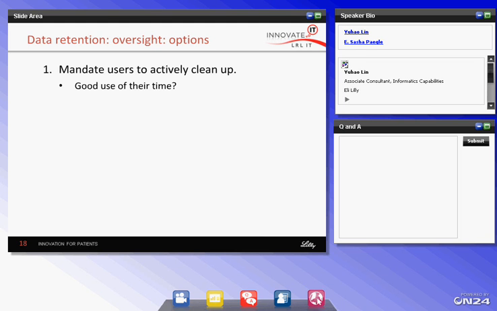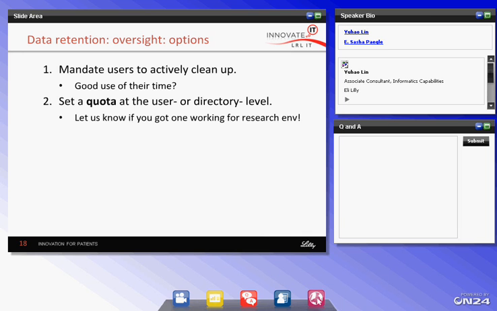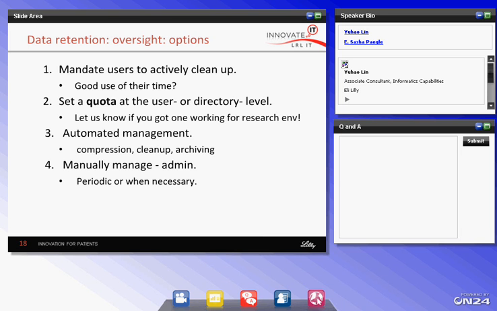So we looked at all the options for dealing with this waste problem. So here are the options that we thought of. You could mandate the users to spend time to clean things up themselves. You could set a quota at the user level or the directory level. We found it hard to work for us in a research environment because, quite frankly, the criteria are just changing all the time. I'd be interested to know if you got it working for your research environment. Please let me know if you do. Automated management, manual management.